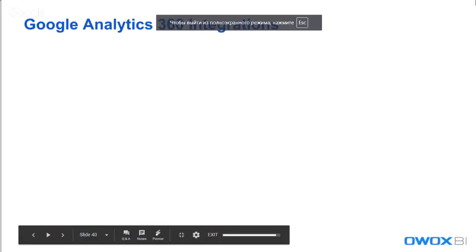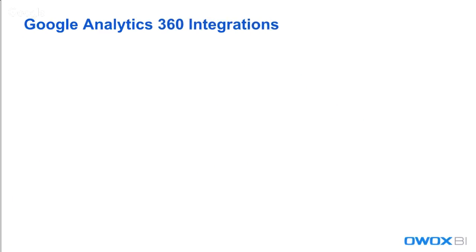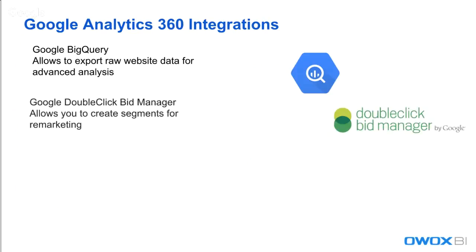Okay, so you know that Google Analytics 360 has integrations with Google DoubleClick Bid Manager. So yeah, so Google BigQuery is the first, and I think the integration that gives you more possibilities. But we'll talk about its pros and cons a bit later. So an integration with Google DoubleClick Bid Manager.